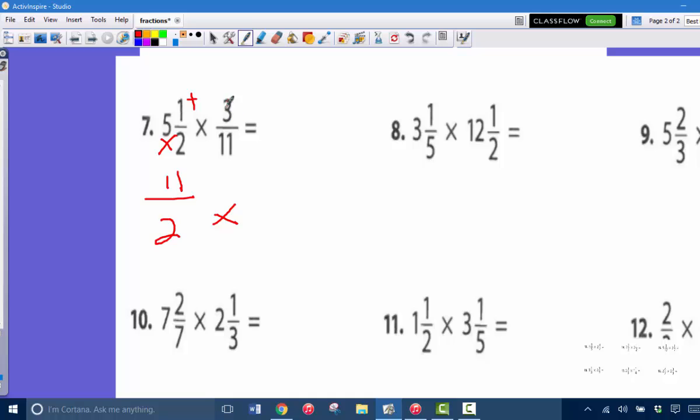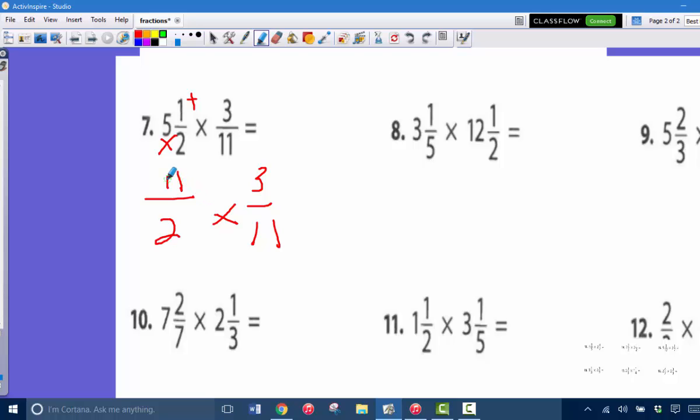Same thing with this one. Oh, is this one a mixed number? No, it's not. So I'm just going to bring it back down the way that I see it. So this is where I am now. And then I'm going to highlight diagonally to see if there is anything that I can reduce.